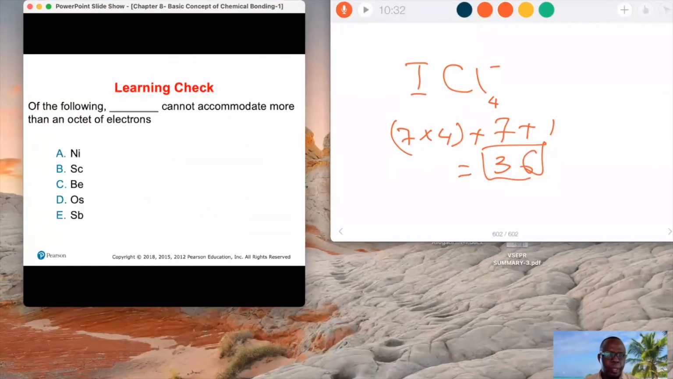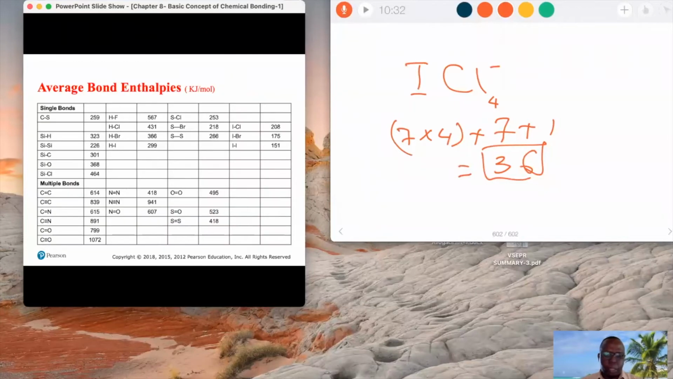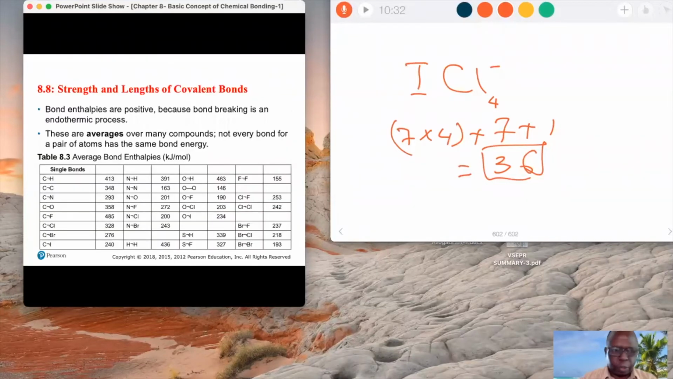I wanted to start 8.8, but we ran out of time. It was exactly 12:30, but I want to pick up from here today. Section 8.8 is looking at the strength of covalent bonds.